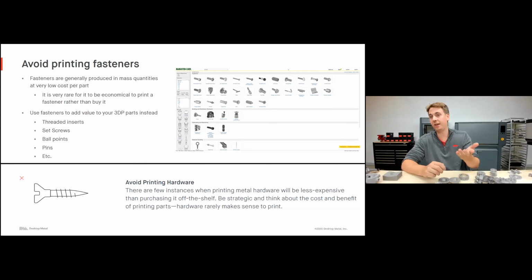So you should actually be thinking about using fasteners to add value to your 3D printed parts instead. Think about where can you be using threaded inserts, set screws, ball points, pins, all these different components that are available to actually add value to your part to create a better part rather than just trying to create these low cost, inexpensive components.